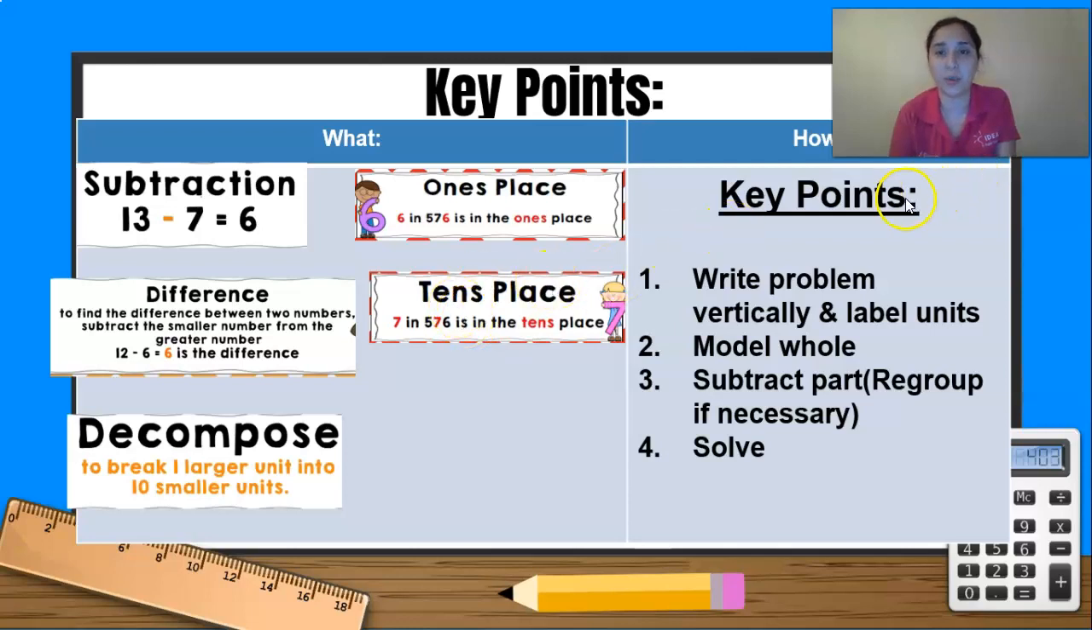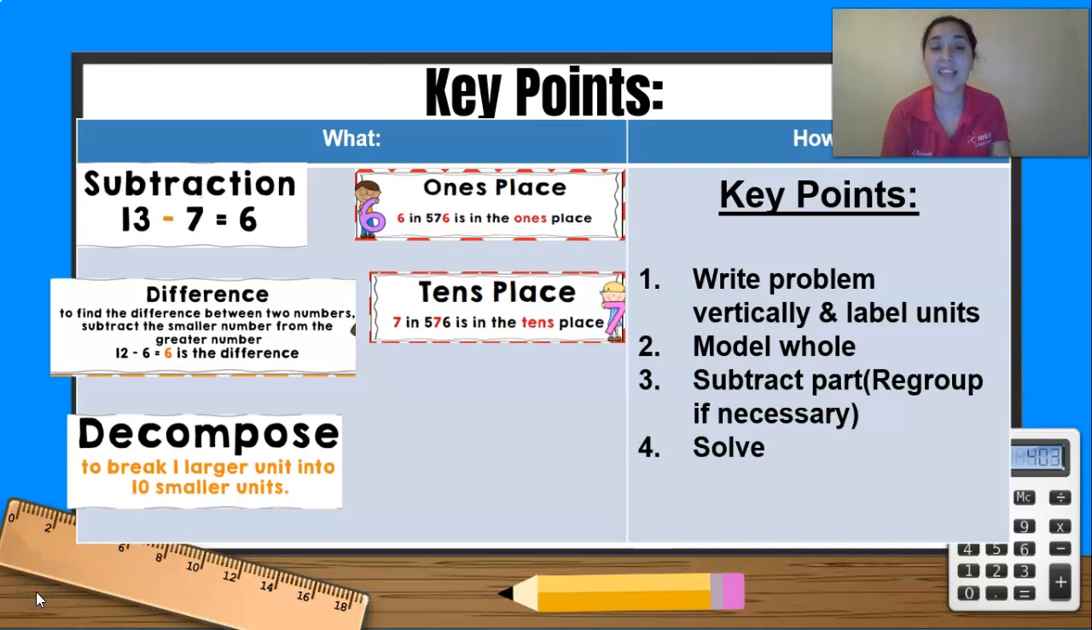Here are the key points, boys and girls. Key point number 1: you write the problem vertically and label the units, and that's exactly what we've been doing with addition. Here comes the difference. Key point number 2 is that you model the whole. You only draw the big number. That's when you subtract it. Key point number 3 is that you subtract the part. You take it away. You regroup if necessary. And step number 4, you solve. So get ready to start writing the key points.